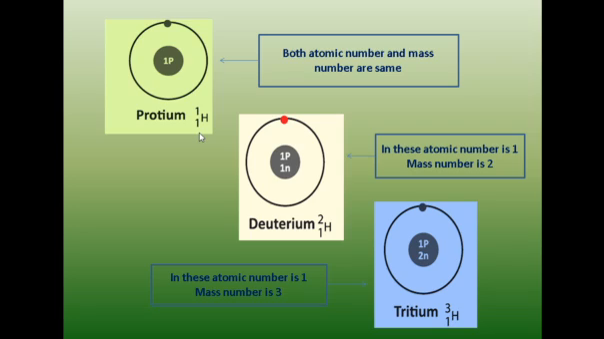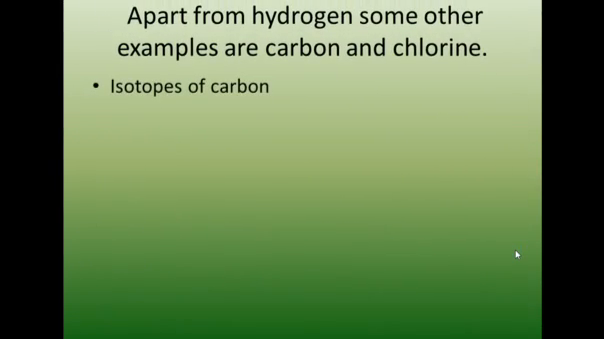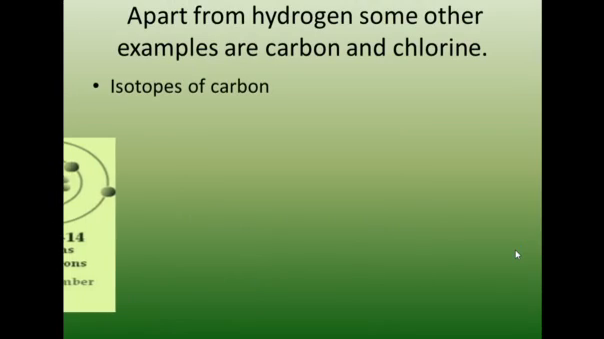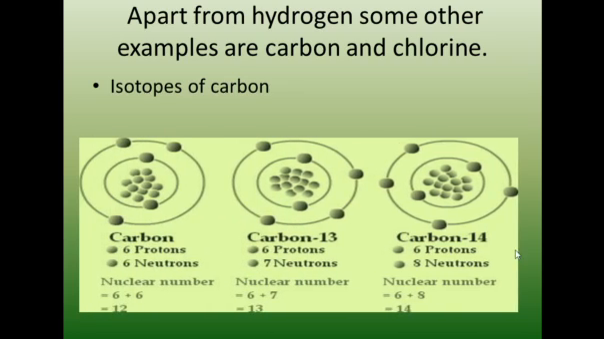So in nature there are so many elements identified with the same atomic number but different mass number. This is one example, that is the hydrogen atom. The next ones are carbon and chlorine. Isotopes of carbon are carbon 12, carbon 13 and carbon 14 atoms. Carbon 12 has 6 neutrons, carbon 13 has 7 neutrons and carbon 14 has 8 neutrons. So the number of neutrons changed, so the mass number also changed. So carbon 12, carbon 13 and carbon 14 are also examples for isotopes.